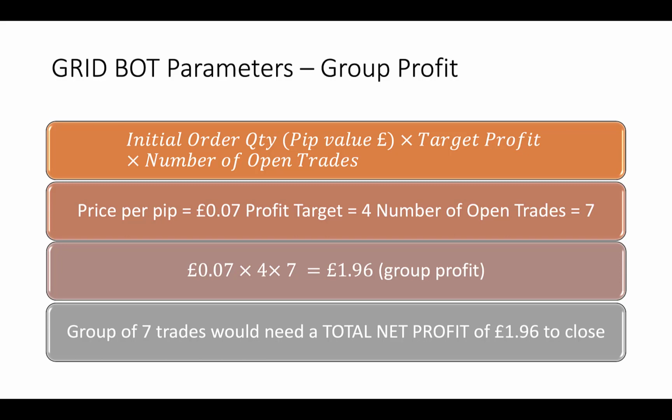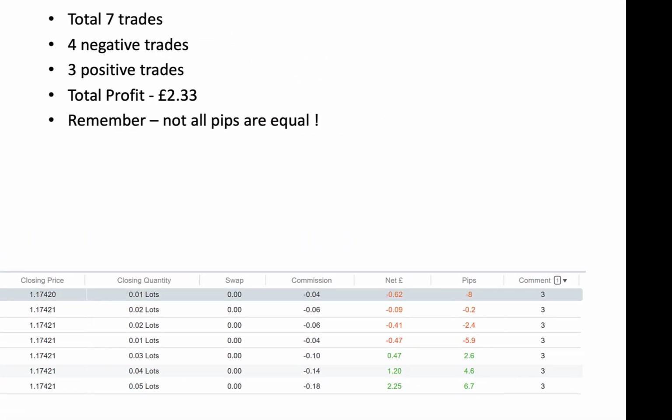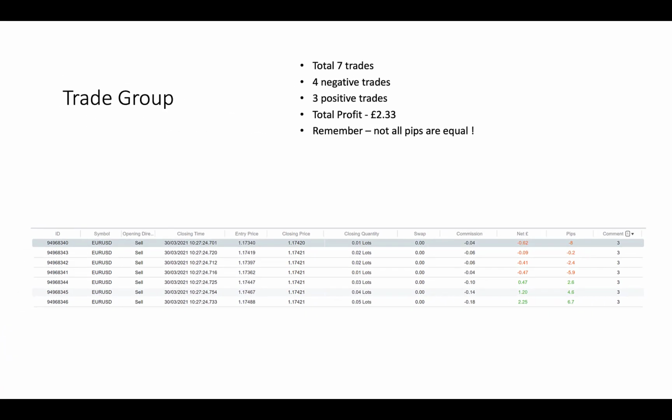So if we have a look at the trades that closed in that particular group, you can see that we've got 7 trades in total. 4 of them are negative, 3 are positive, and we've made a group profit of £2.33 in total for that group. And that's because we're not trading at the same trade quantity for each of those trades. So the later trades that we opened are worth more to us per pip than the first trades that we opened.